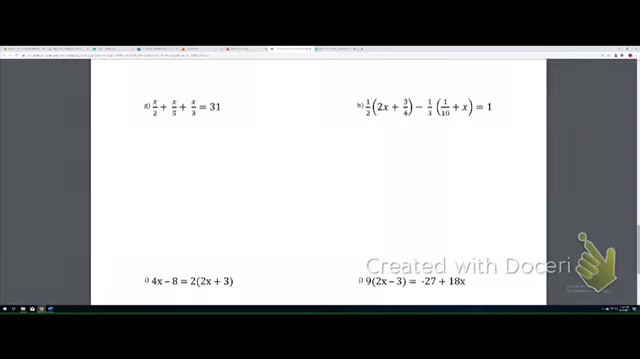So now we're going to move on to example H. This one is going to take a little bit more work, so I'm going to be doing it on a whiteboard. We're going to go through this problem step by step.